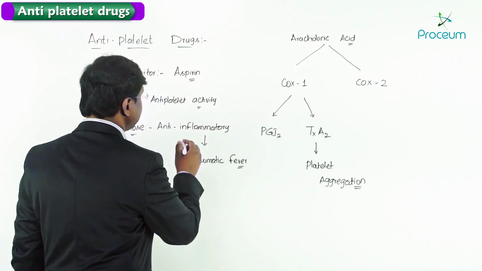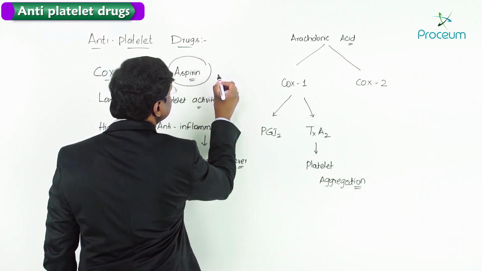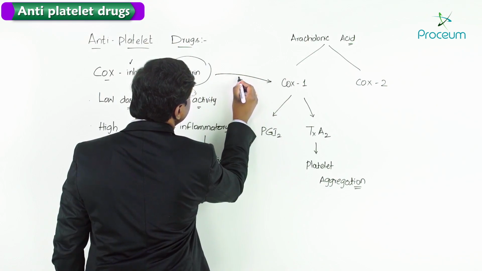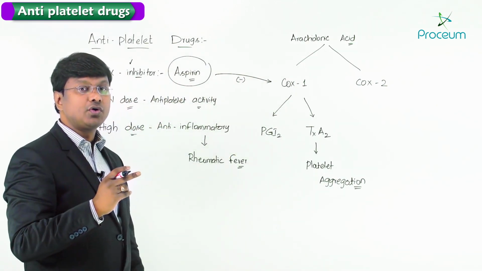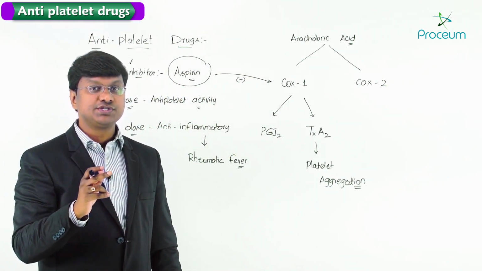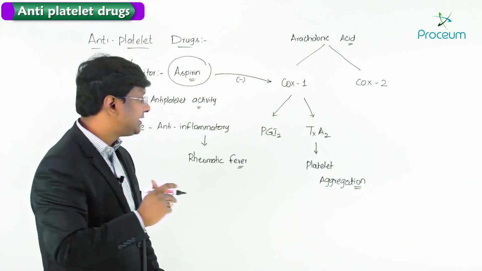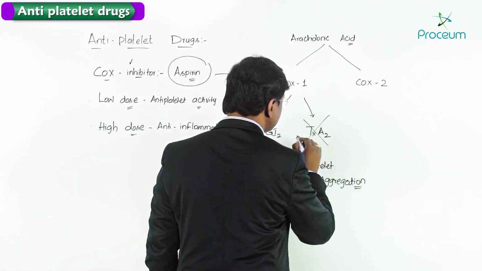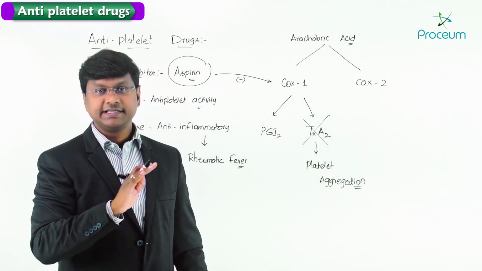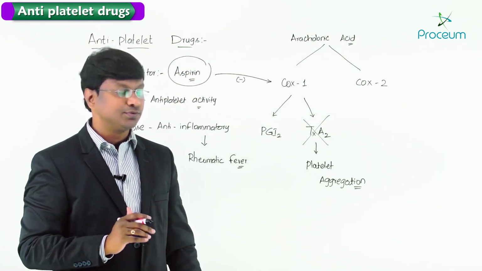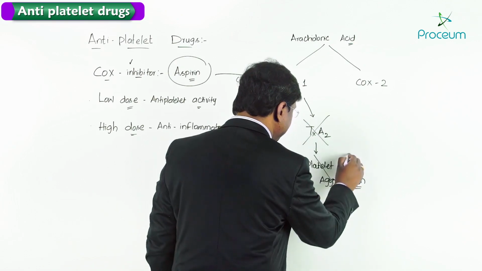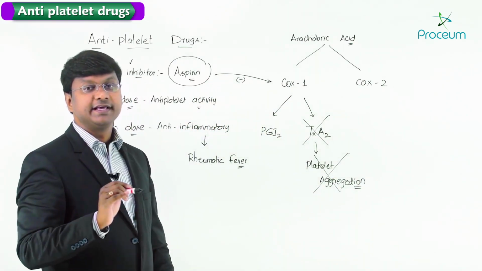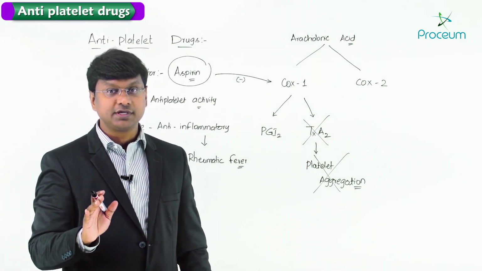Now, what is your aspirin doing? Your aspirin is inhibiting this COX-1. So once your COX-1 enzyme, that is the cyclooxygenase enzyme, is inhibited, there is no synthesis of thromboxane A2, and thereby the platelet aggregation does not occur.